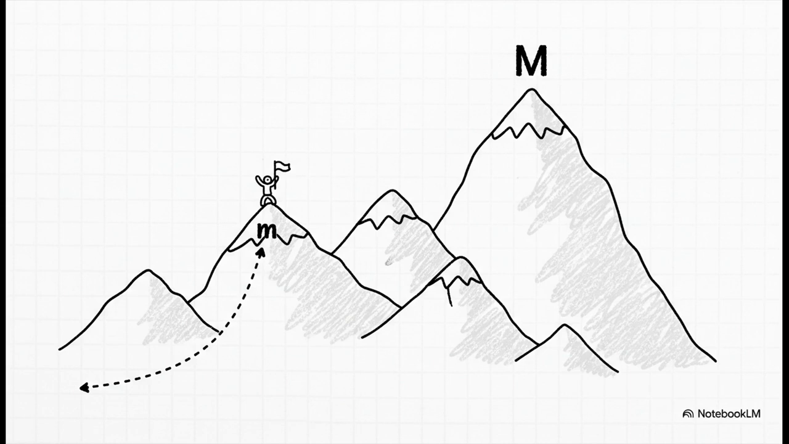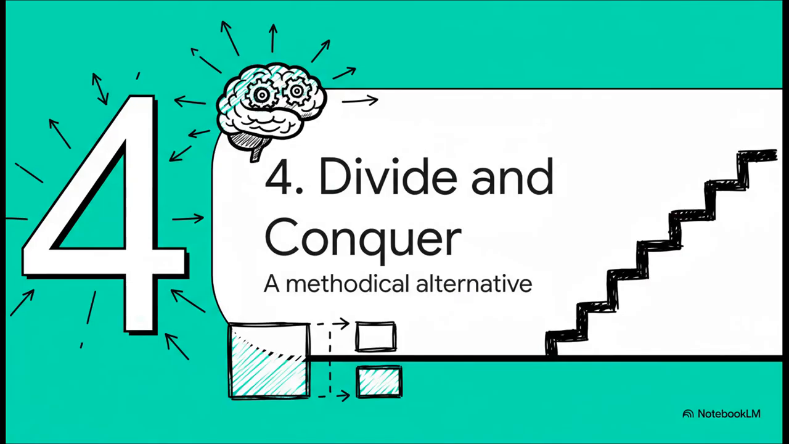But you've completely missed the actual highest peak, M, because one of your early choices sent you up the wrong mountain altogether. So if the greedy approach can lead you up the wrong mountain, what's the alternative? Let's take a look at our second paradigm, the much more methodical approach called divide and conquer.